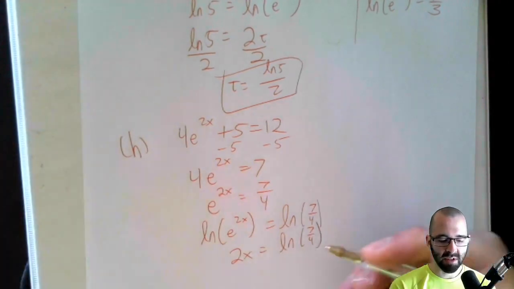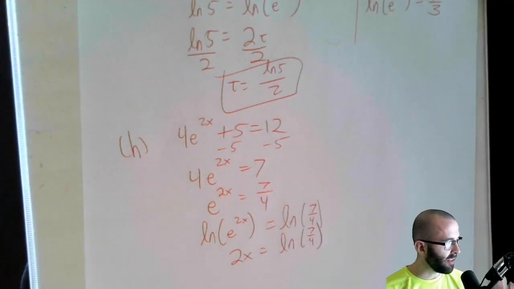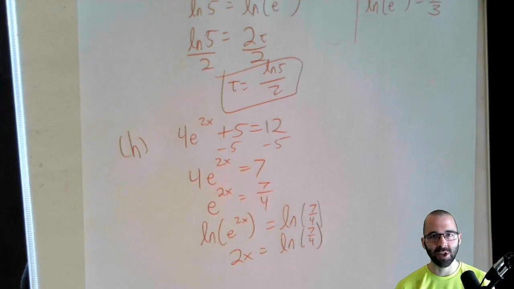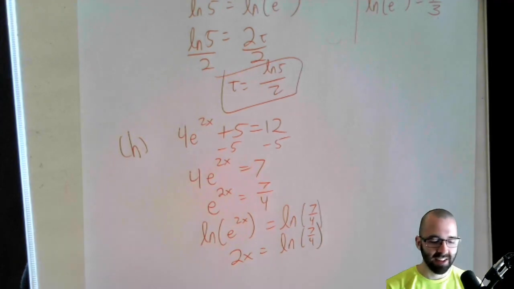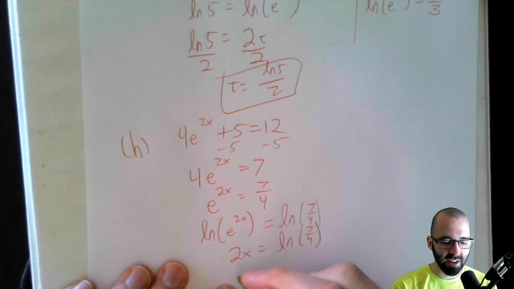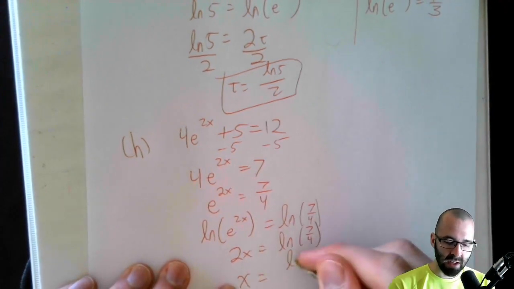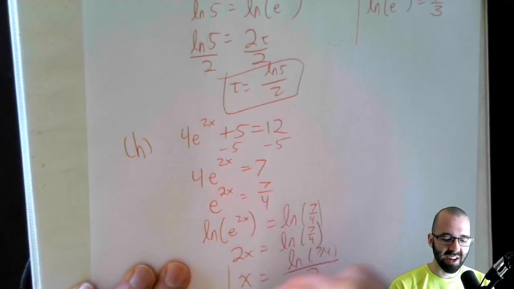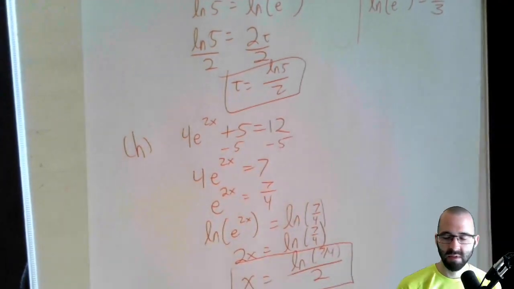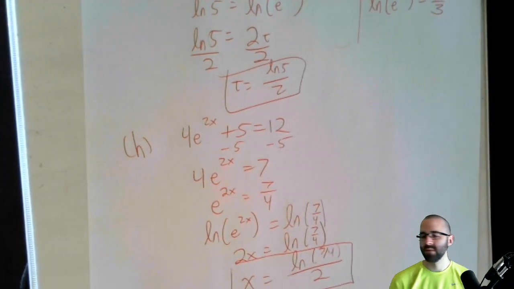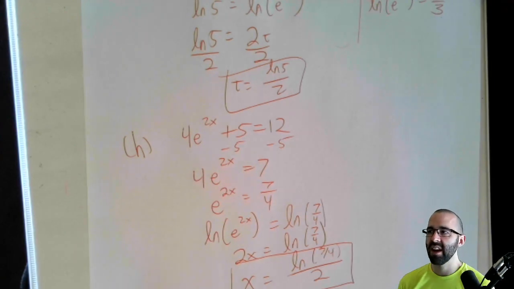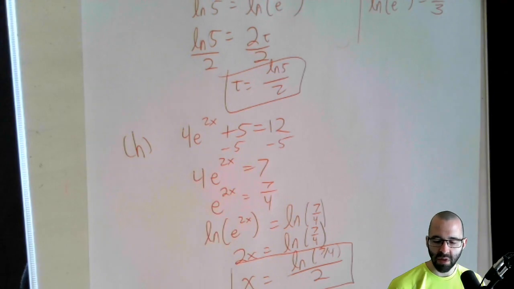And again, we divide both sides by 2. But you're going to be very careful. You're going to be very diligent. You're not going to make the mistake. It's the natural log of 7/4 divided by 2. The 2 is stuck outside. Okay? And that's how you do the first third of today. We have 2 more thirds to do.